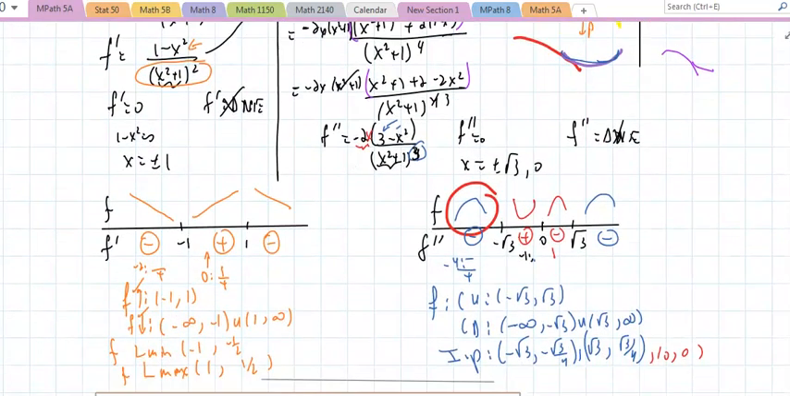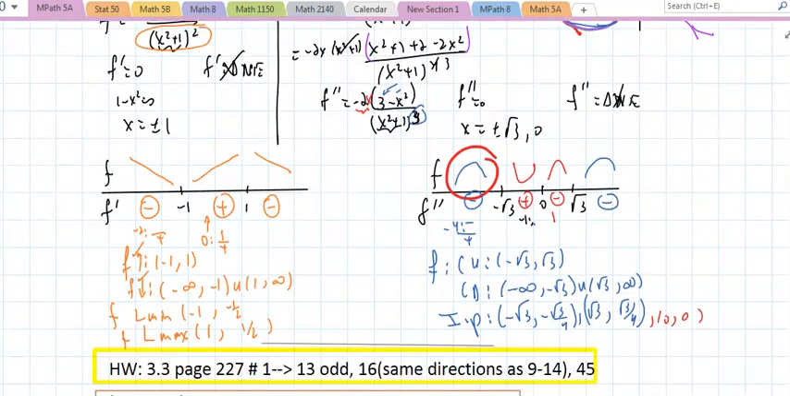Now, something I want to mention. And there's the homework: 1 through 13 odd. On number 16, you're going to ignore directions and use the same directions as numbers 9 through 14. Basically the same as what we just did. And do number 45.